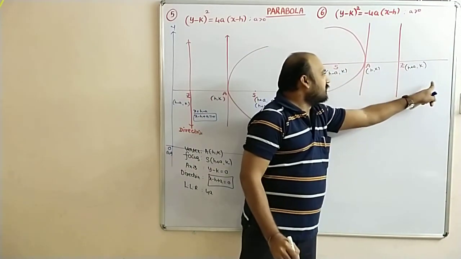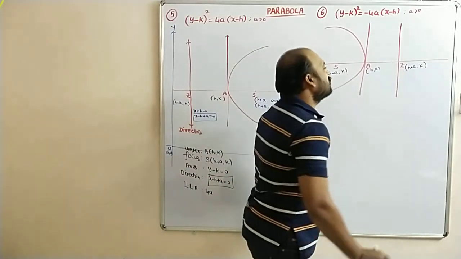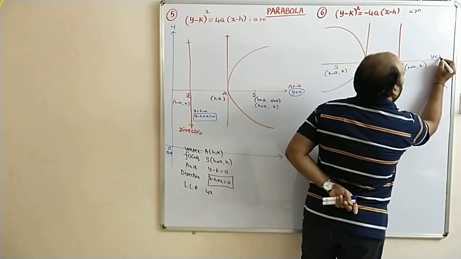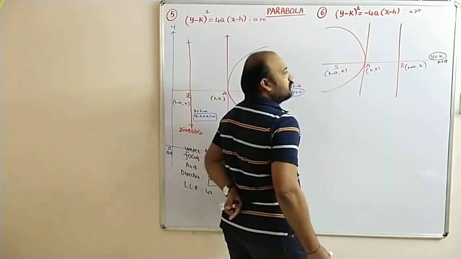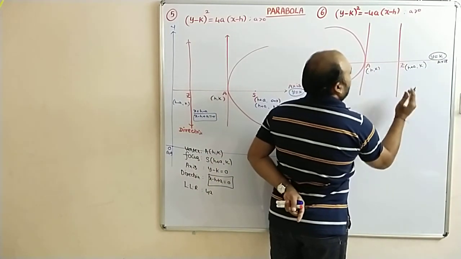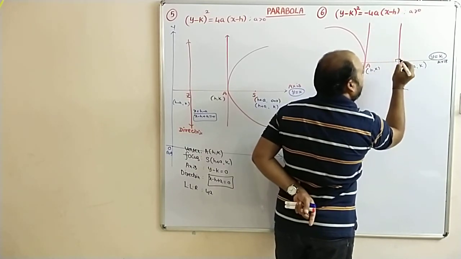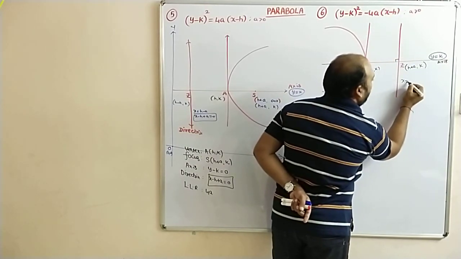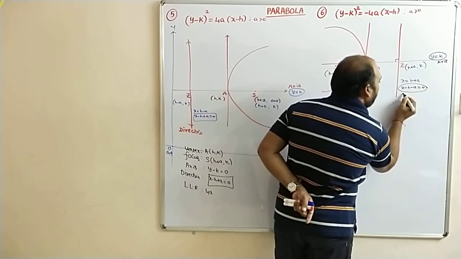In these 3 points, which one is common? Y is equal to k. Y coordinate is common, so y is equal to k. It is called the equation of axis. Directrix equation: the line which is passing through the point Z and perpendicular to the axis is x is equal to h plus a, that is, x minus h minus a equal to 0. It is called directrix.